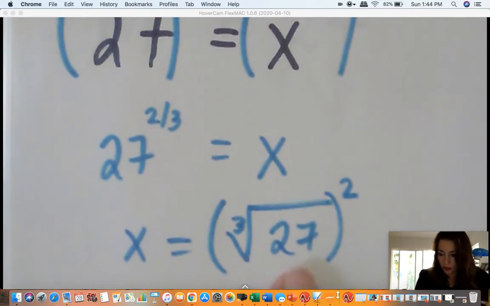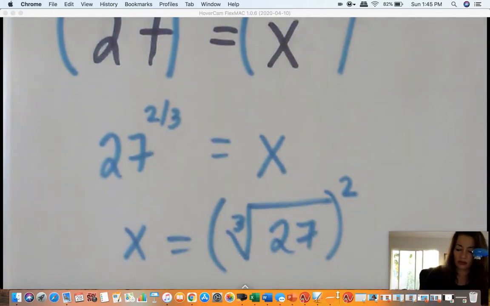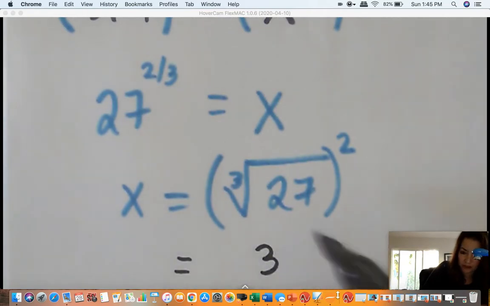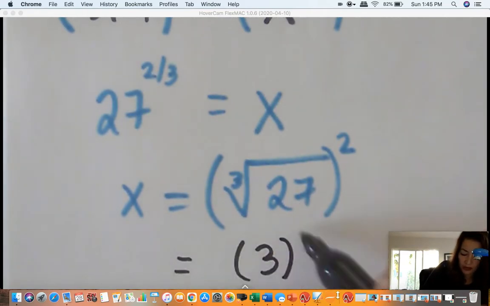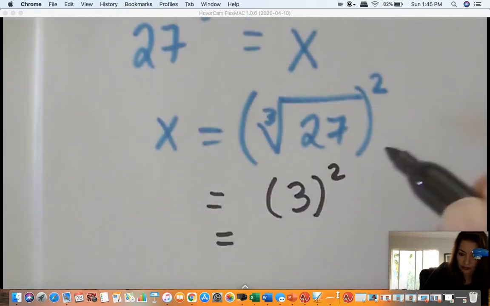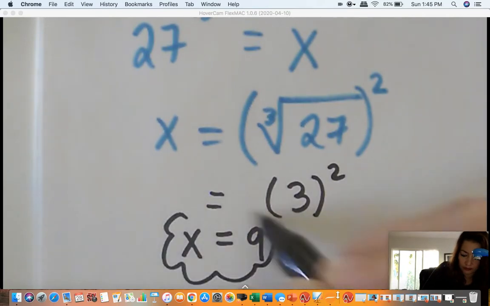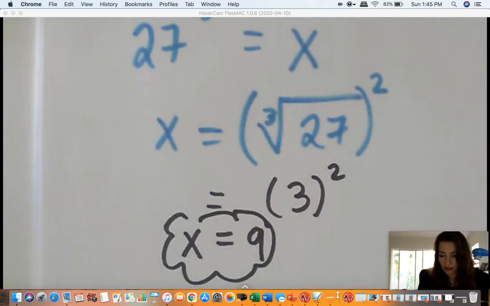Well, what is the cube root of 27? What number times itself 3 times will give us 27? So if you said 3, you are right. So this is 3, and then I will square 3, and our answer is 9. And that is pretty much it for this example.